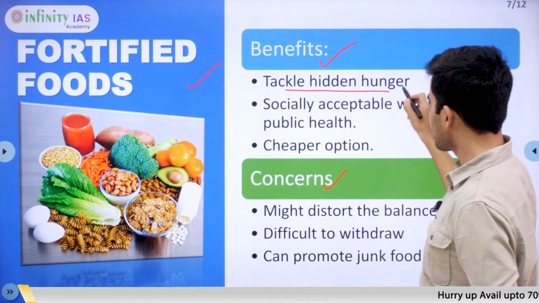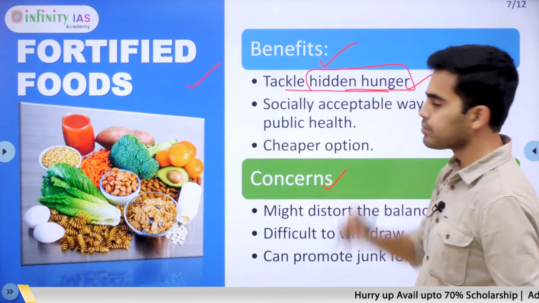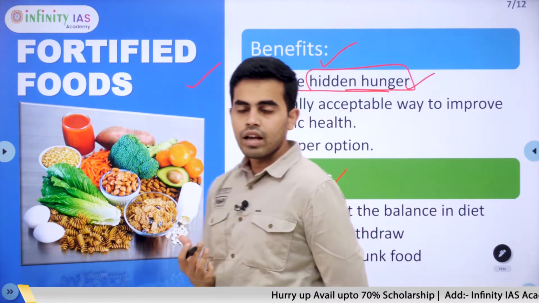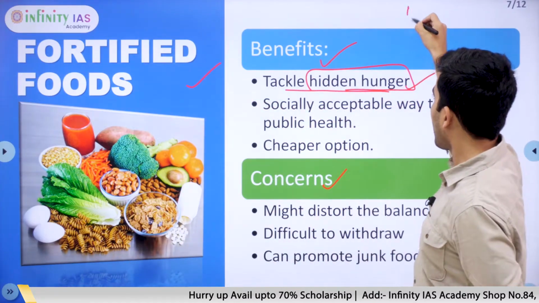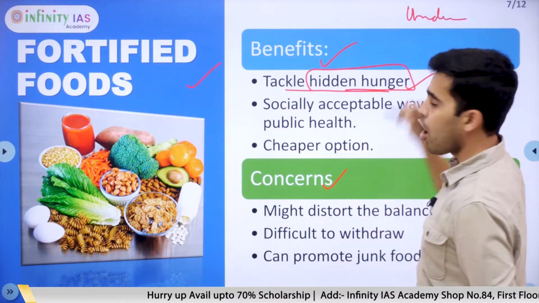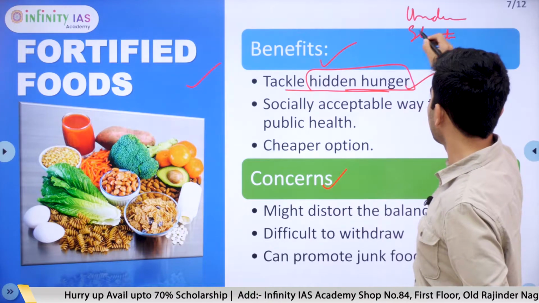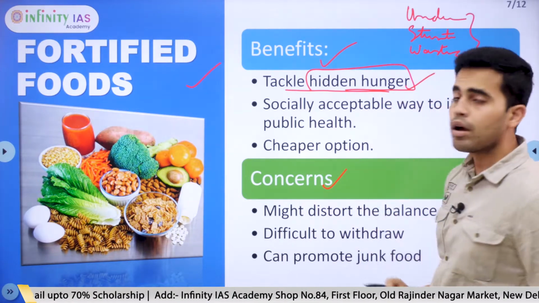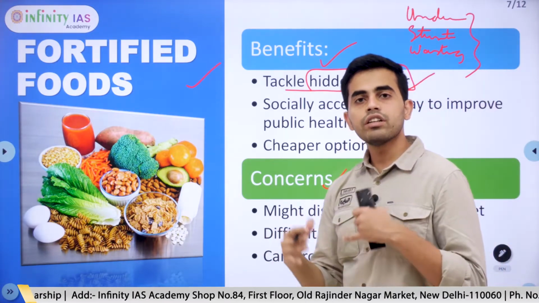So it tackles hidden hunger. So what is hidden hunger? So we see that malnutrition is generally calculated by underweight. How many children are underweight? How many have undergone stunting, wasting, etc. So these are the macro indicators by which we measure malnutrition or hunger.